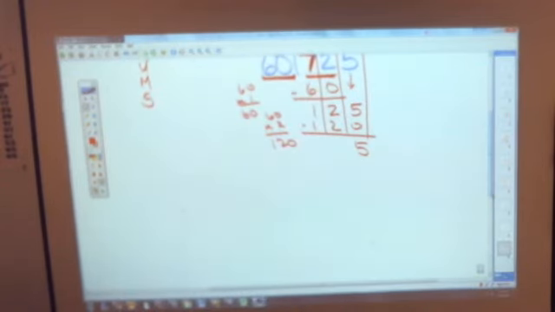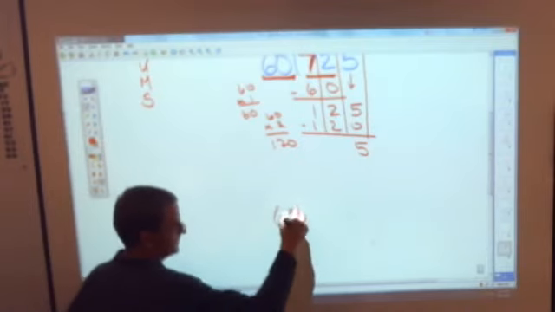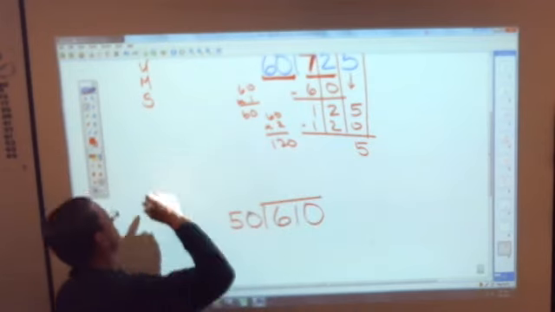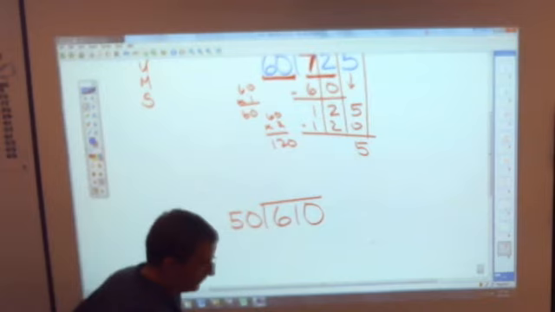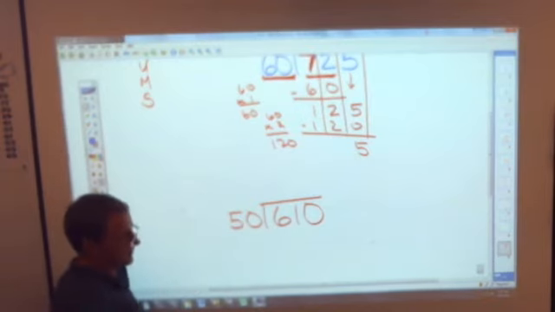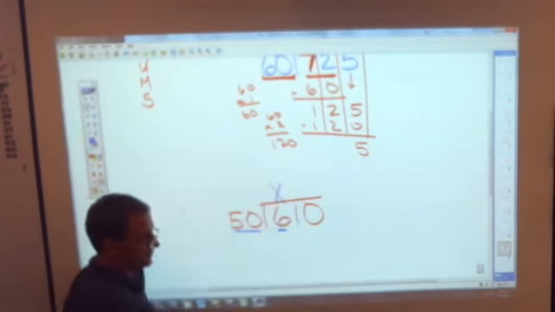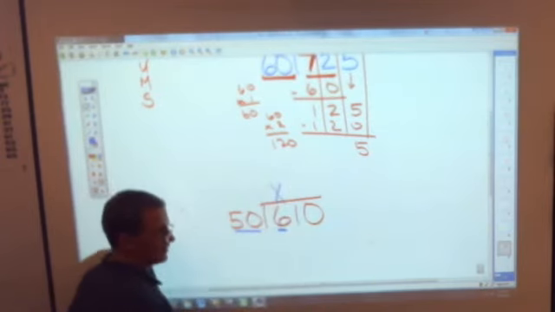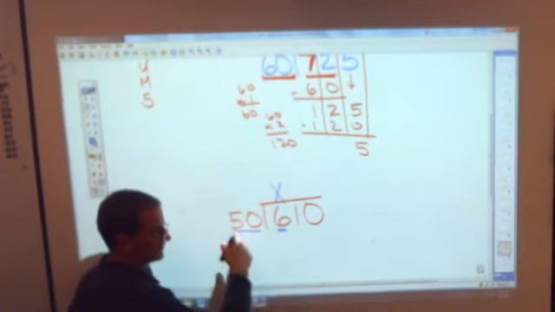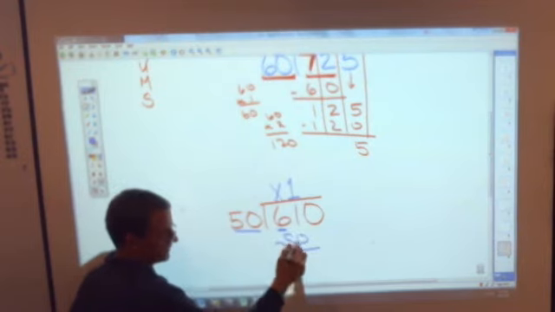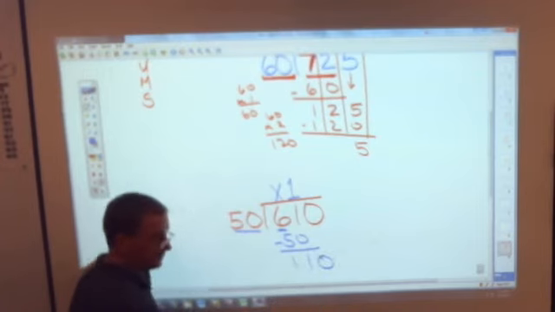Let me give you another one. How about 610 divided by 50? Following our little gums algorithm, which is one of my favorite words of all time. Again, 50 does not go into 6, so there should be nothing above a 6. How many times does 50 go into 61? Probably just once, because 5 goes into 6 just once. 50 times 1 is 50. Subtract, I bring down, subtract, I get 110.